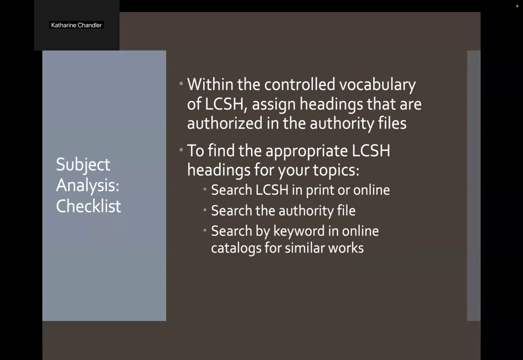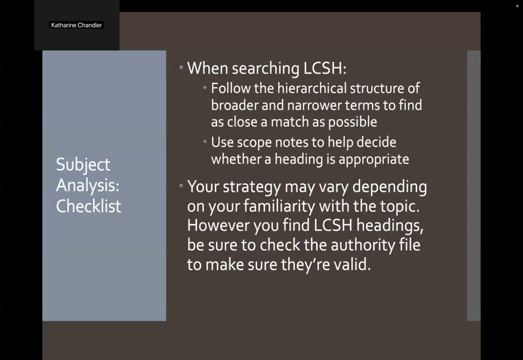To find the appropriate LCSH headings, search LCSH in print or online, search the authority file, search by keyword online, and search catalogs for similar works. And while searching them, follow the hierarchical structure and use scope notes to help decide whether a heading is appropriate. Your strategy may vary depending on your familiarity with the topic. However you find LCSH headings, be sure to check the authority file to make sure they're valid.